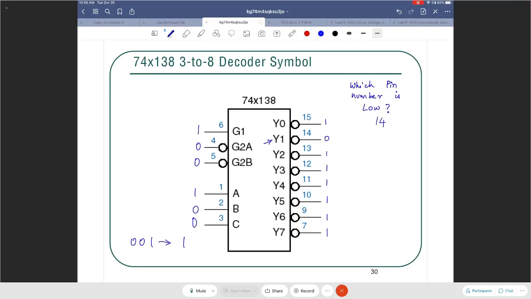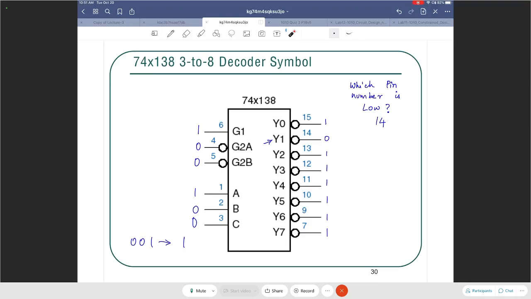Do we just flip the input since output is active low? Yes. So we don't flip the inputs. The inputs are going to be going as is. It has no connection with outputs being active low. You are just reading this as 011, most significant to least significant. So the answer here would be which pin number is low? Pin number 14.